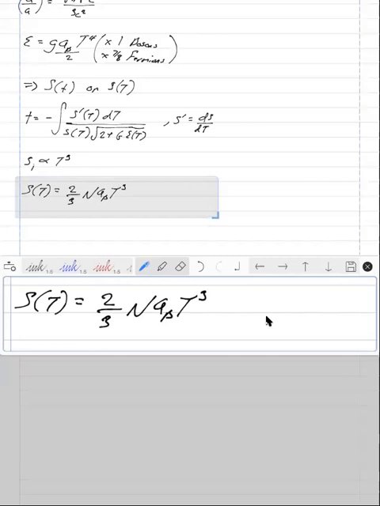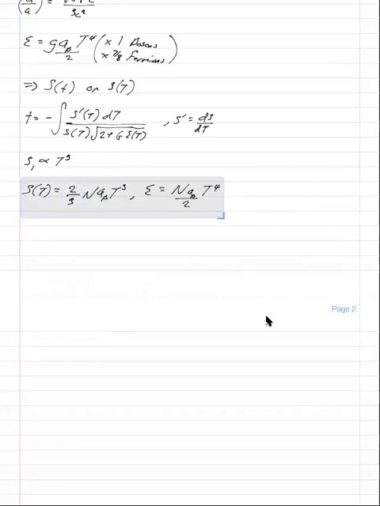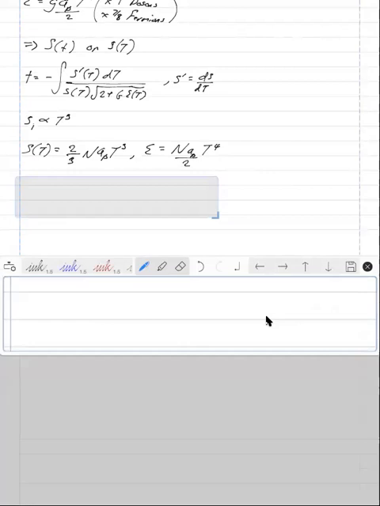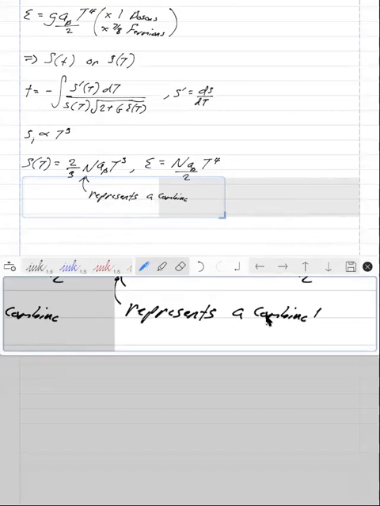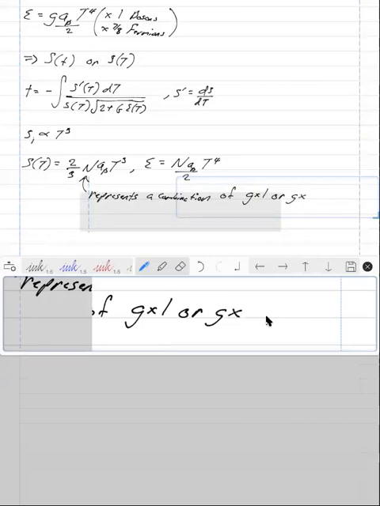So we have photons, electrons, positrons, and so on and so forth. And we also have that the energy density will be the same constant N times a_B over 2 times T to the fourth. So given this solution, we can plug this in and find T in terms of entropy, or in terms of temperature, in fact. All right, and this factor N represents a combination of the degeneracy for each species times 1 for bosons, or 7/8 for fermions.